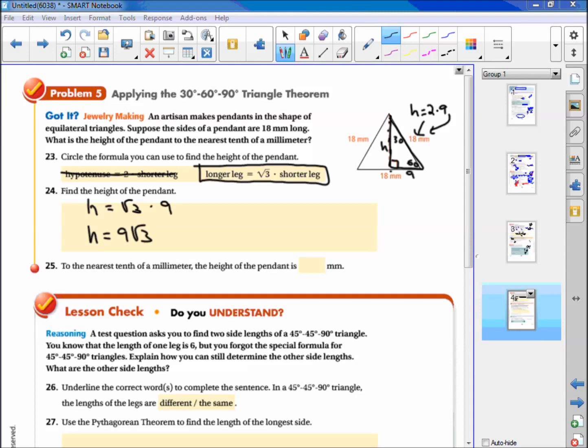But they do ask us in the next question to simplify this to the nearest tenth of a millimeter. So we're going to pull out our calculator. Okay. And we're going to do 9 times root 3. So 9 times the square root of 3. And this will give us about 15.6 millimeters.